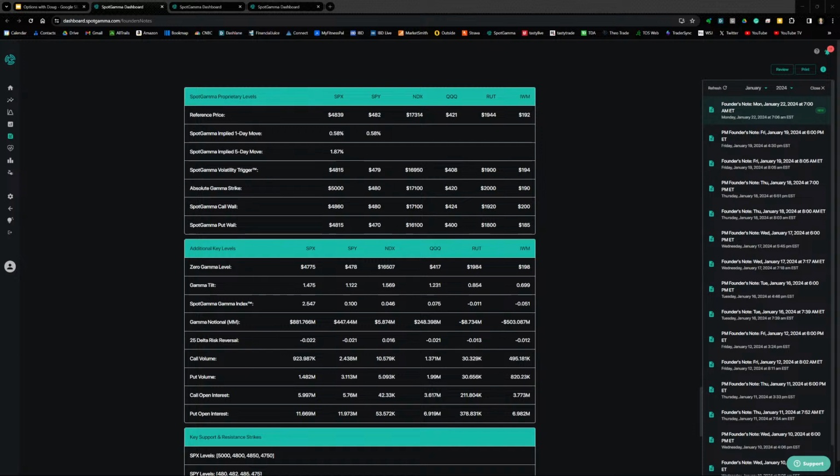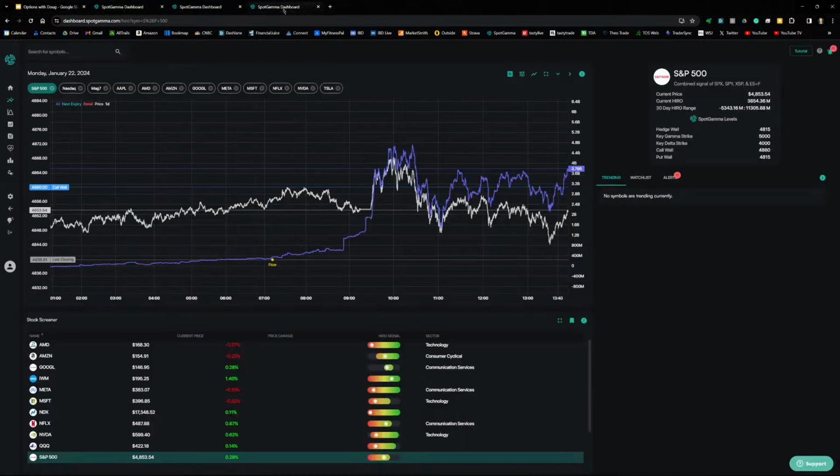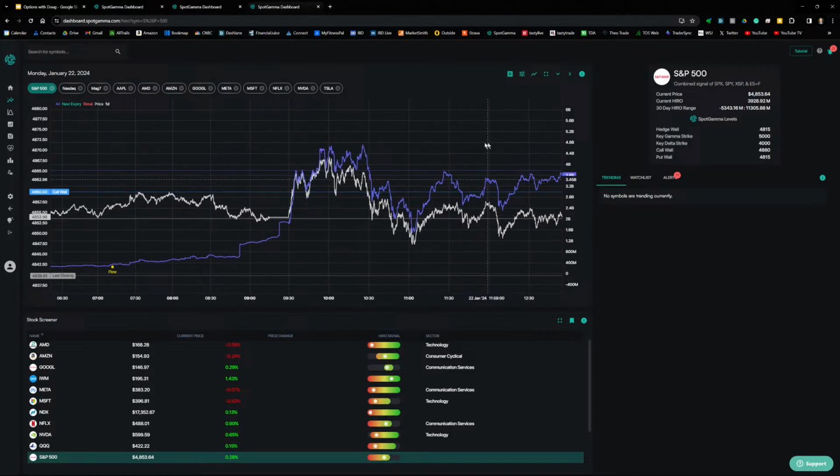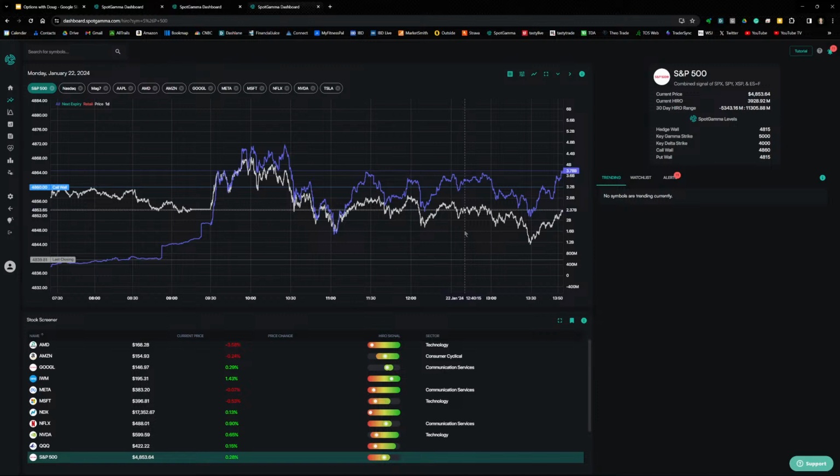All right, so let's review some setups now. I'm going to start with the S&P 500. Very interesting day today. I'm going to start by looking at what options traders have been doing today. This is the Hero Signal. This is available to SpotGamma subscribers. This chart is showing, again, hedging impact, real-time options.